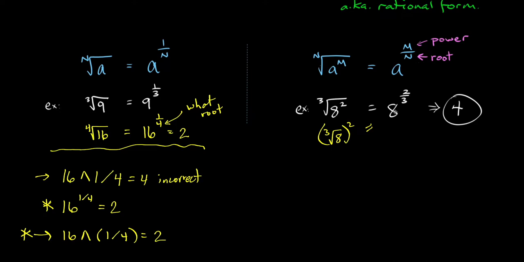So if I'm trying to calculate 8 to the 2/3 without a calculator, I would do the cube root of 8 first and get an answer of 2, and then square it and get an answer of 4. But the order doesn't matter. So let's say I decided to do 8 squared first, that would give me 64. Cube root of 64 is also 4.